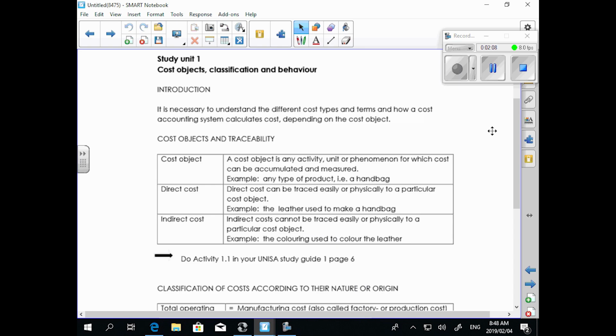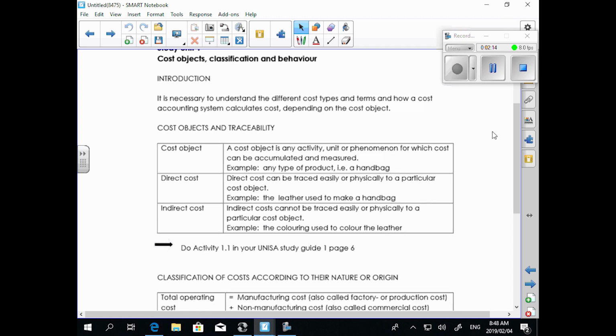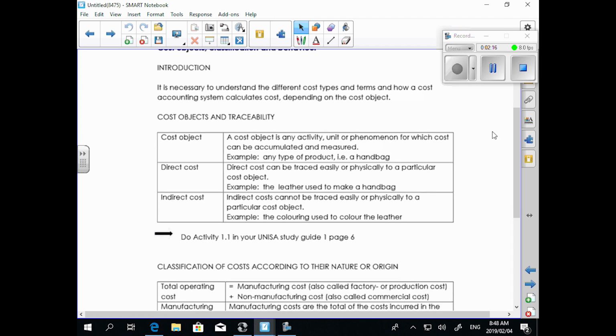Okay. So it's necessary to understand the different cost types in terms of how a cost accounting system calculates cost depending on the cost object. So what is a cost object? A cost object is an activity, a unit or phenomenon to which a cost can be accumulated and measured. So something that happens and then this cost is arrived at. So for example, any type of product, i.e. a handbag. The example that they've used here is actually quite nice.